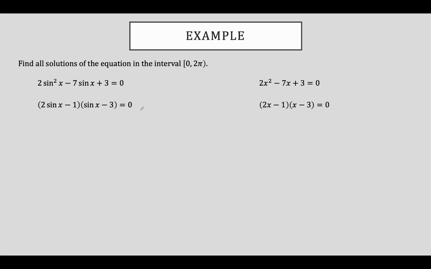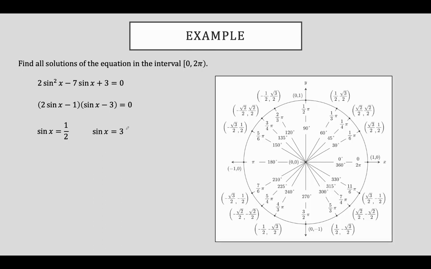Now that we have factored our equation, we want to set each of the factors equal to 0. Again, the zero product property says if either one of these quantities equals 0, the equation will be true. That means when sine of x is equal to 1/2, our equation will be true, and when sine of x is equal to 3. Notice we set each of the factors equal to 0, and we solve for the sine of x. Now that we have isolated our trig function, we can go to our unit circle.